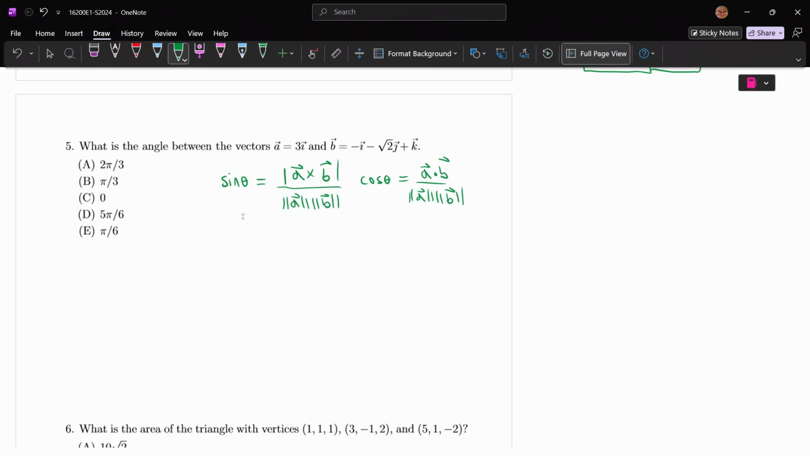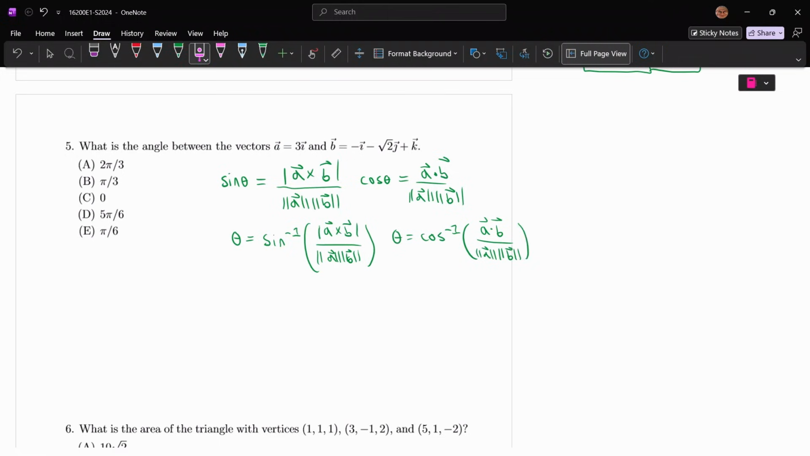In the sine relationship, theta would be equal to the sine inverse of this expression over here. And theta would be equal to the cosine inverse of this expression over here. Writing that out, you'd end up with theta equal to sine inverse of the magnitude of A cross B over the magnitude of A times the magnitude of B. And theta is equal to cosine inverse of A dot B over the magnitude of A times the magnitude of B.